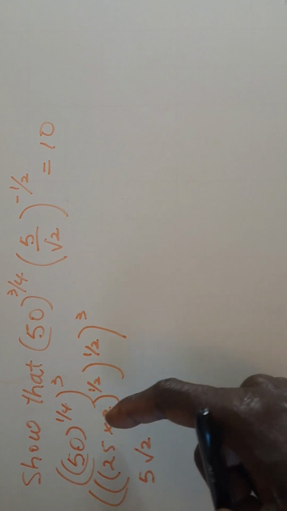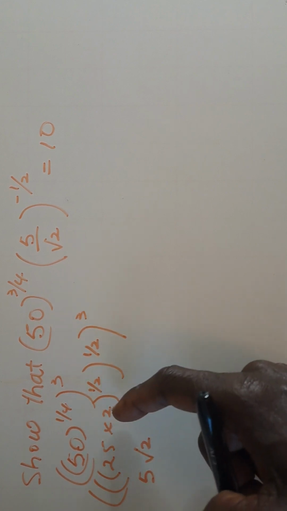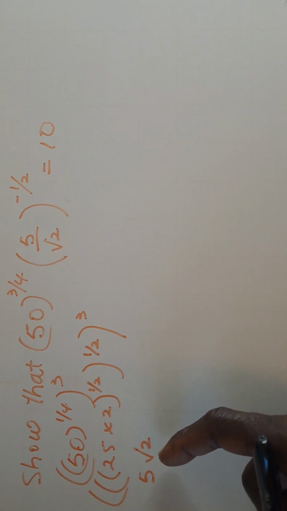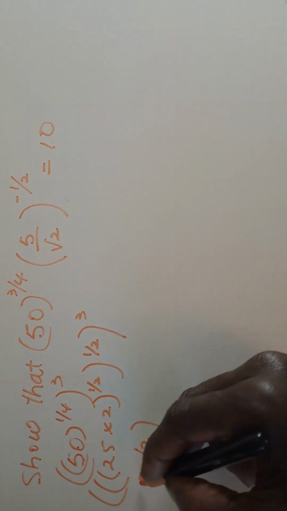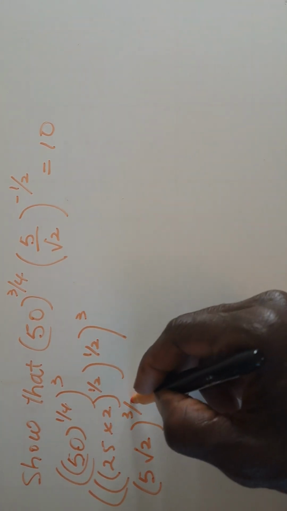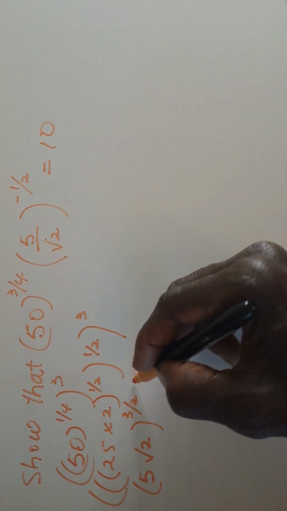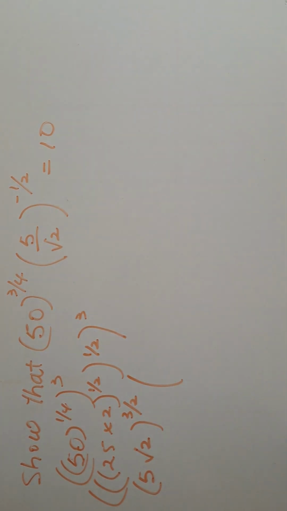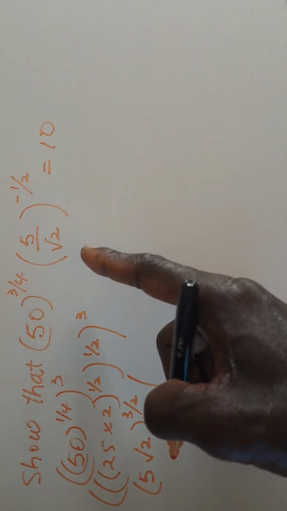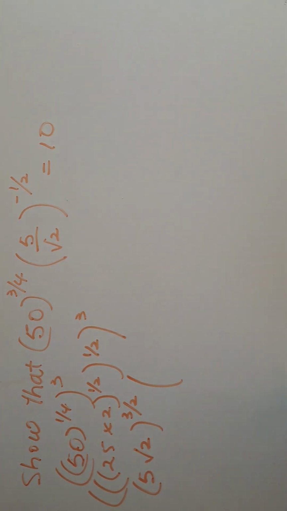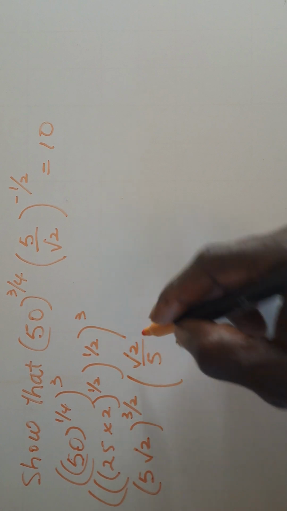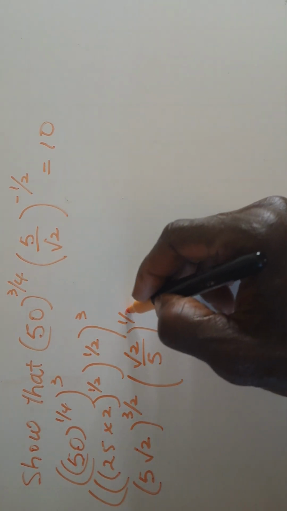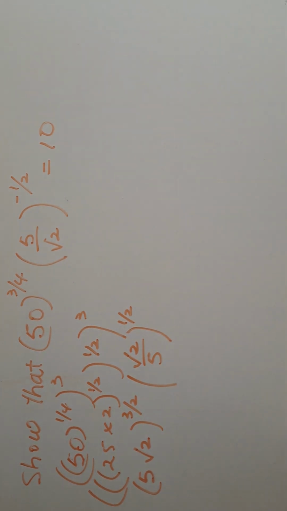So we simplified these inner brackets, and so we have 5 root 2, and then we have 3 times a half. So this now is raised to 3 over 2. Now this, we want it to be a positive index, so we'll just write the inverse of this, which is root 2 over 5 raised to a half. That's equivalent.